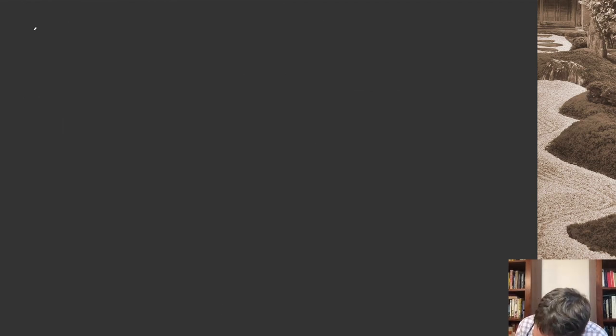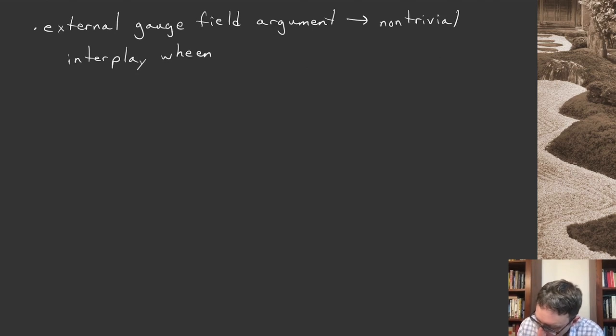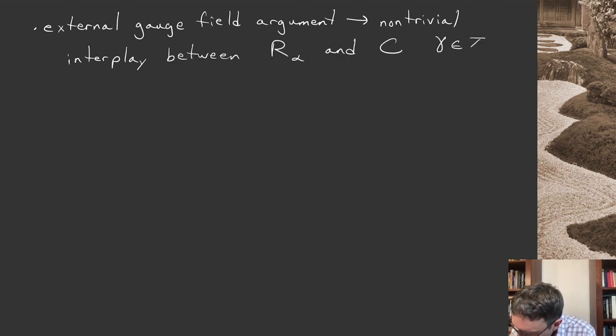All right, now our external gauge field argument from a few pages ago, that there was some kind of anomaly, some kind of 't Hooft anomaly, suggested a non-trivial interplay between the rotation and the charge conjugation, at least when gamma was half integer. So let's see what happens. So if I take gamma equals zero, let's see what happens if I act with C, R alpha, C.